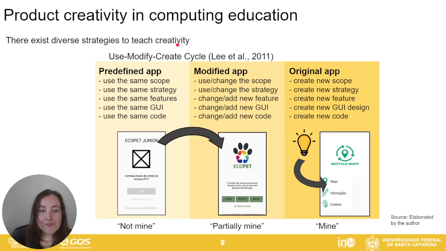Following this cycle, students first use a given predefined code, artifact, or app. Then they remix or modify an existing one, modifying scope, strategy, code, etc. And in the last step, they eventually create new ones. The create phase is essential, giving learners the opportunity to improve their competencies related to algorithms and programming, and also to express themselves and create something in areas they care about.